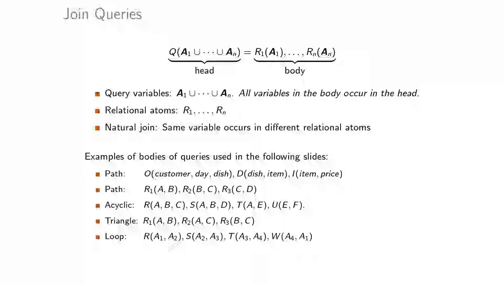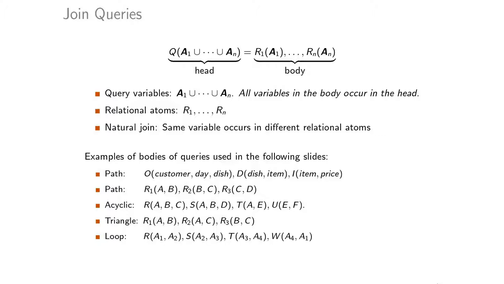Should be fine. I'll give you here a couple of examples. So here are the bodies of some queries. For instance, I have a relation O, standing for orders, with three variables: customer, day, and dish. Then I have one relation D, big D, standing for dishes, with dish and item as variables, and I for items, with item and price.